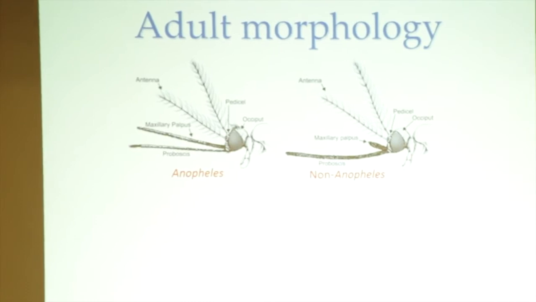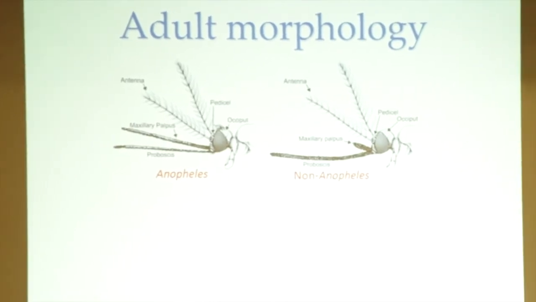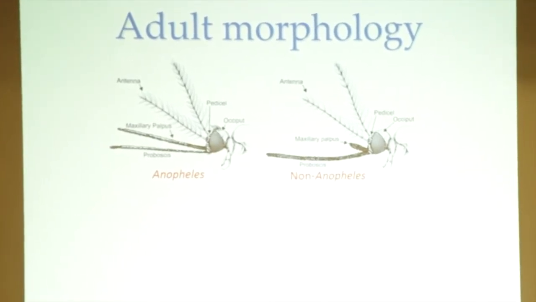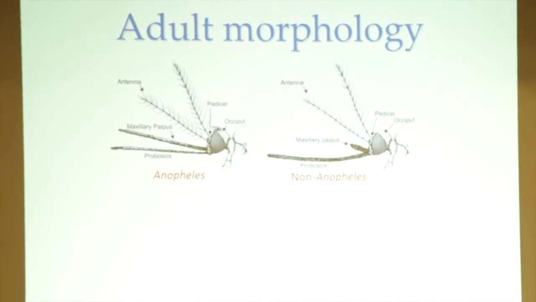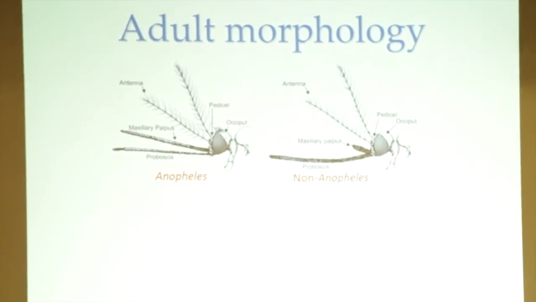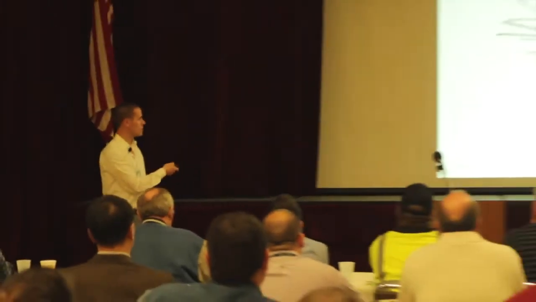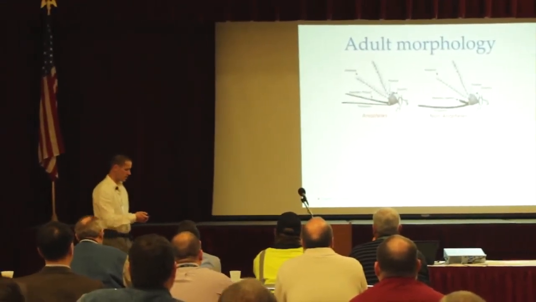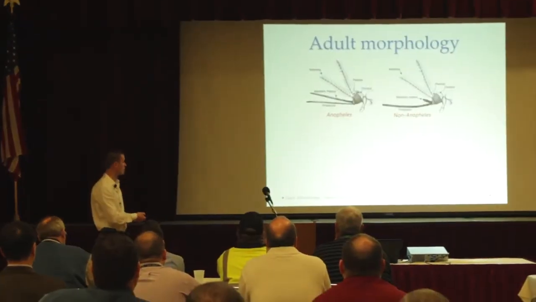This is a sensory organ, and for Anopheles mosquitoes, which we've talked about, they are the vectors of malaria. Their palps are very long and similar in length to the proboscis. So that's very different from all other non-Anopheles mosquitoes. If you were to go through a taxonomic key, that would be one of the first things that would separate a lot of different mosquitoes.